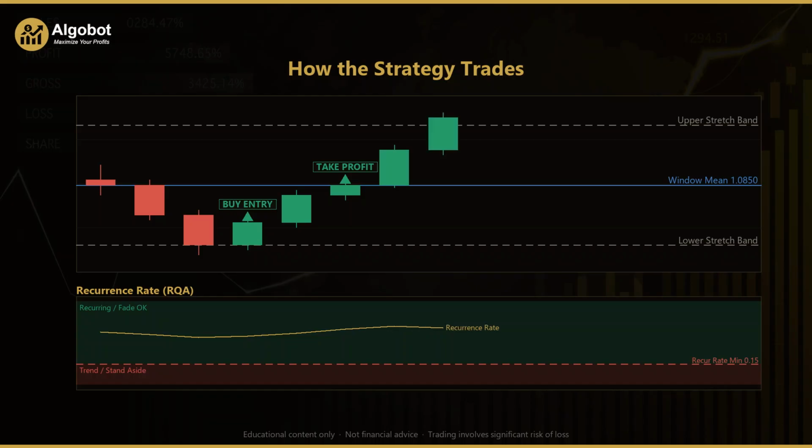With the recurrence rate still parked above its threshold, the long condition is satisfied, and you can see the buy entry marker appear. Notice where the protective stop would sit, just below the reaction candle's low, a distance of 1 times the average true range beneath that fresh low. That keeps the risk on the trade tight and structural. And the take profit isn't reaching for the sky. It's placed right at the window mean at 1.0850. The strategy simply aims to collect the snap back to fair value, which frames a modest, defined reward against that structural risk.